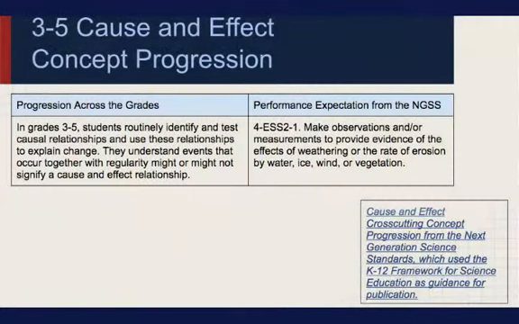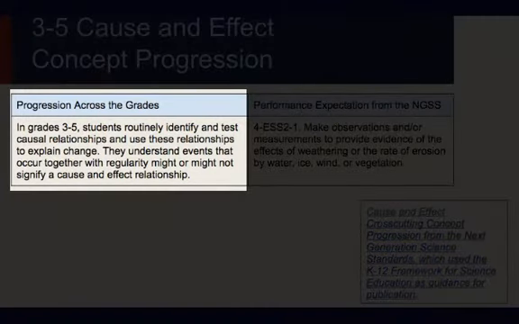NGSS developed one example of how to pair the cross-cutting concept cause and effect with a core idea for grades 3 through 5. There are many more pairs educators may identify within their curriculum. Cause and effect in grades 3 through 5 encourages students to begin testing causal relationships and identify relationships that reoccur regularly and form a pattern or relationship.